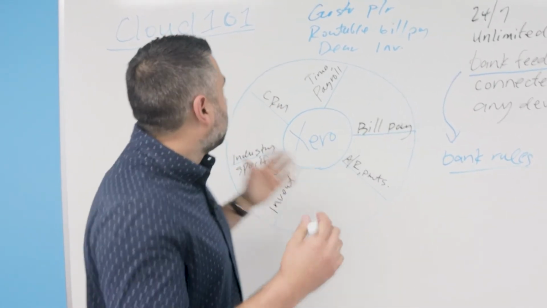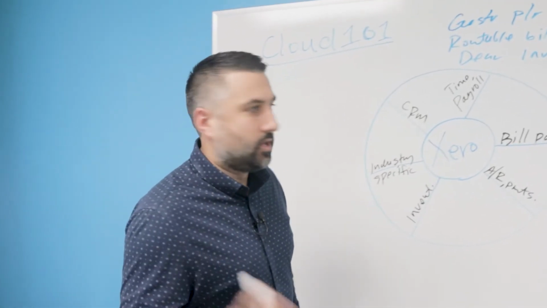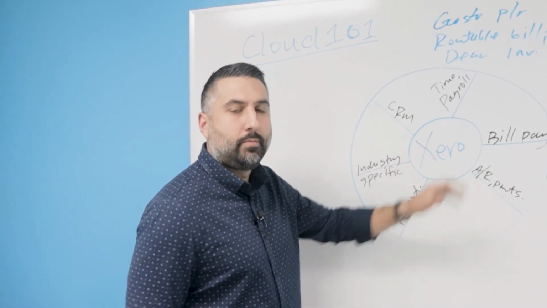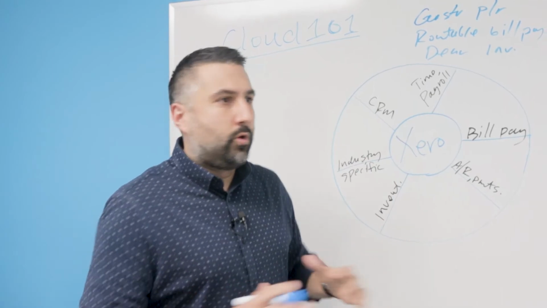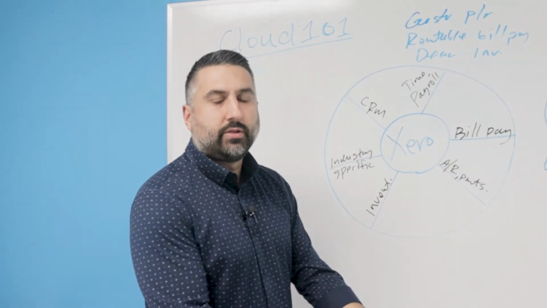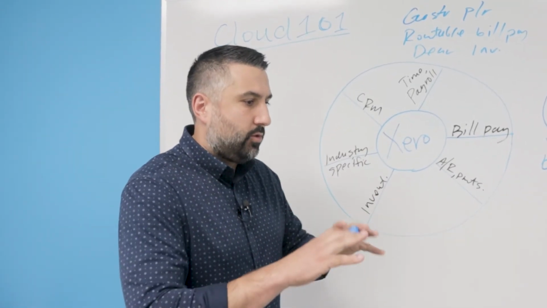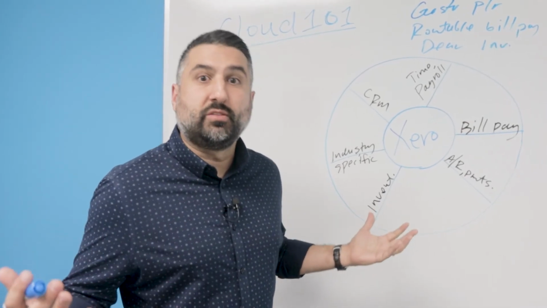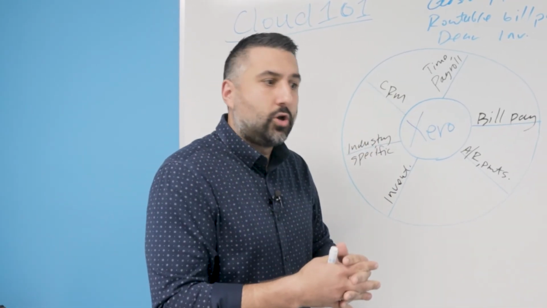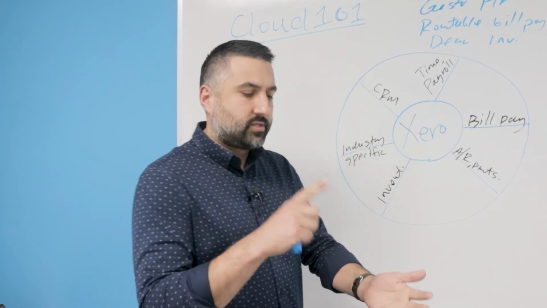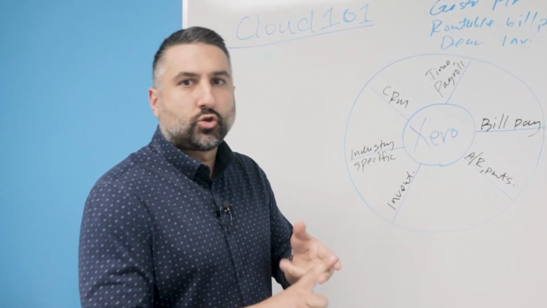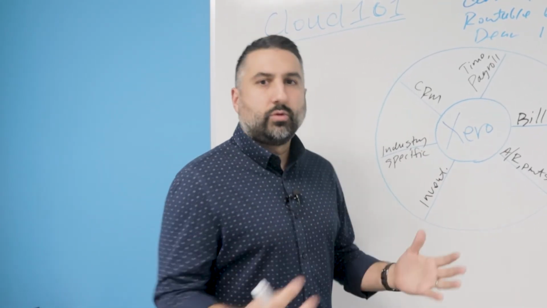So Cloud 101, first episode, Xero as the hub. And any Cloud 101 series would start with your accounting software, because that's the brains of the operation in terms of the back office. And then we're going to get into all the connected apps, benefits, usage of them, tips, tricks, workarounds, etc. So stick with us on this journey.